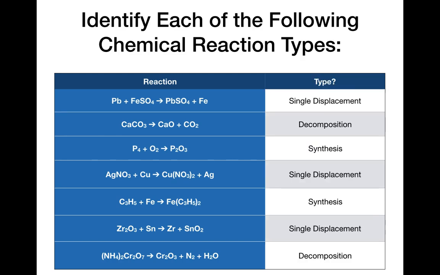Okay, well the first one here is single displacement. I have a single element on both sides, big hint, and I have a compound where I'm just switching one element in each compound. Decomposition, I have a single compound breaking down to 2, decomposition. I have 2 parts becoming 1, that's synthesis. And here again I have single displacement. I have silver nitrate plus copper gives copper nitrate plus silver. I'm just switching out the copper and the silver.